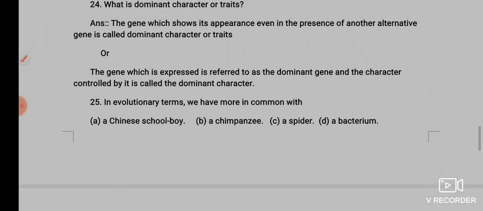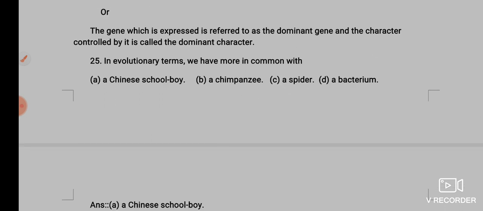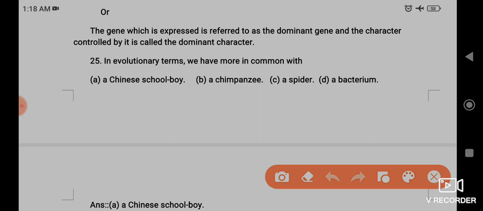Next, question number 25: in evolutionary terms we have more in common with, so we means a human being. A human being will have more common characteristics in evolutionary terms with a Chinese boy, a chimpanzee, a spider, or a bacterium. All of you know the Chinese boy, because a Chinese boy is a human only. So we will have more common features with the Chinese boy.